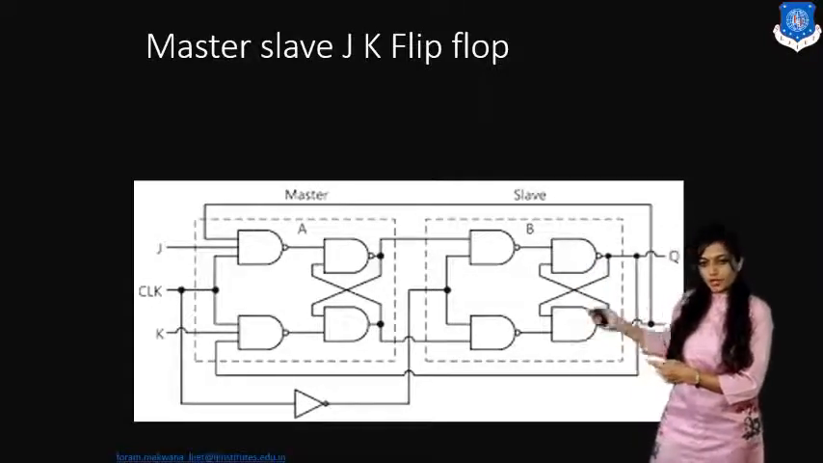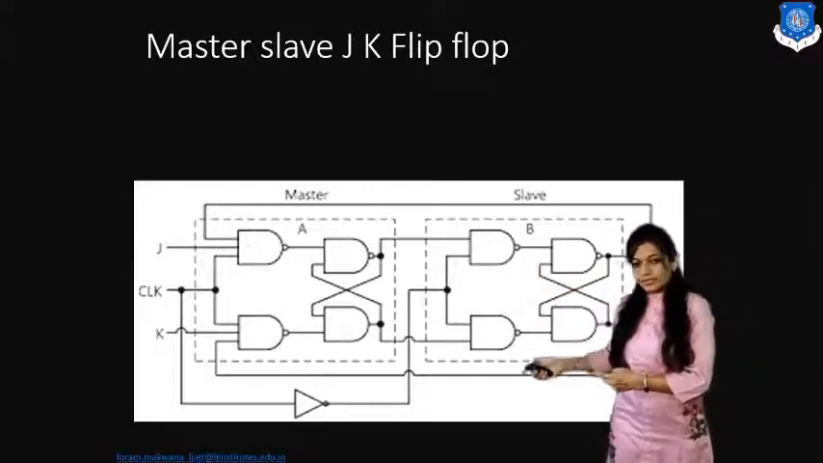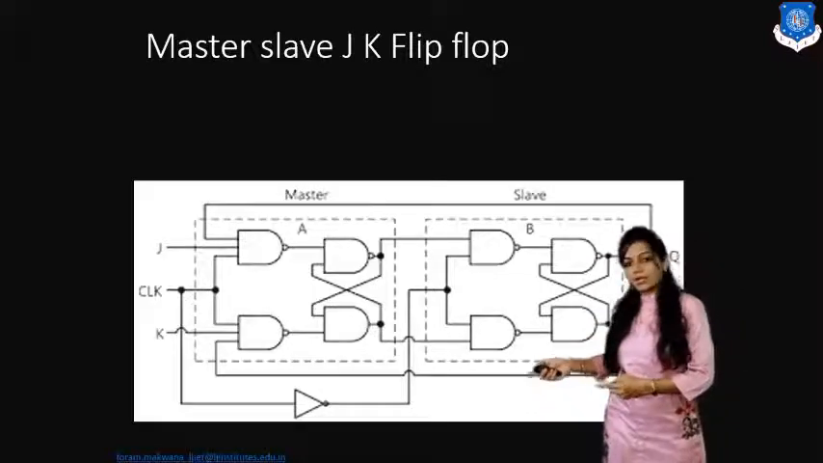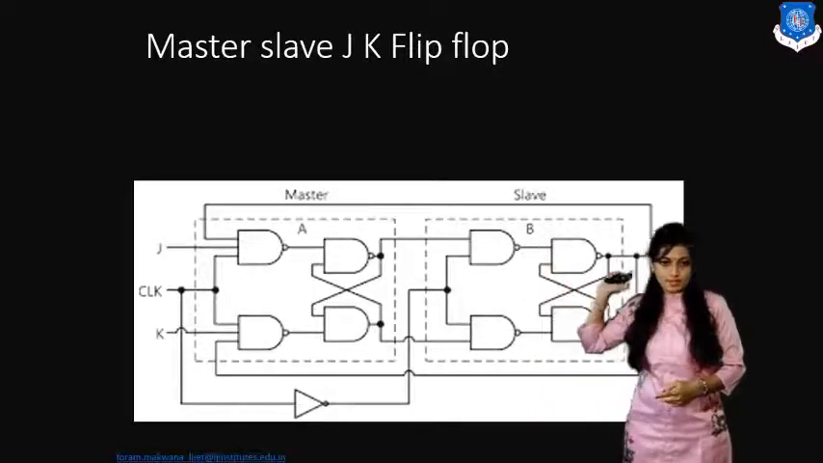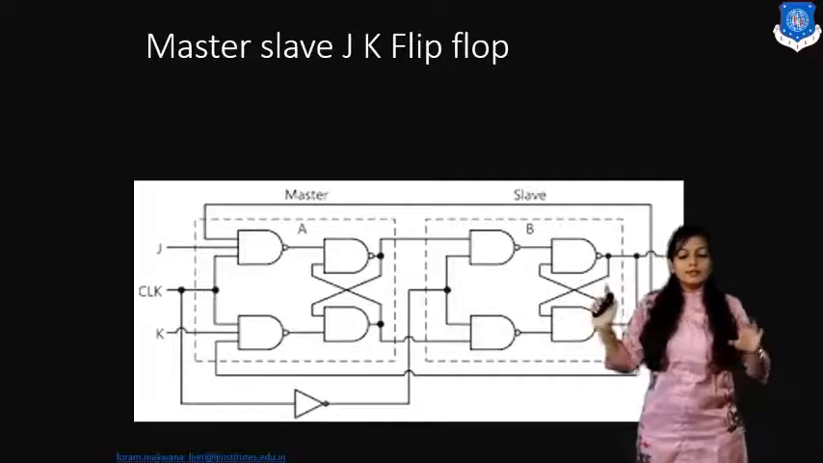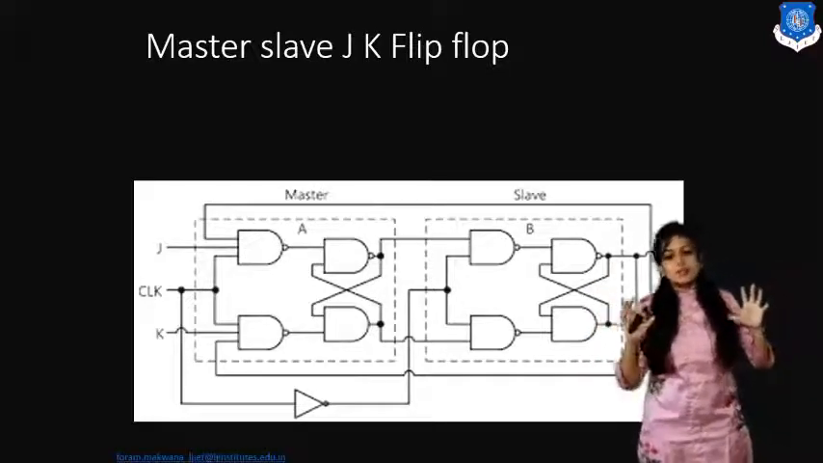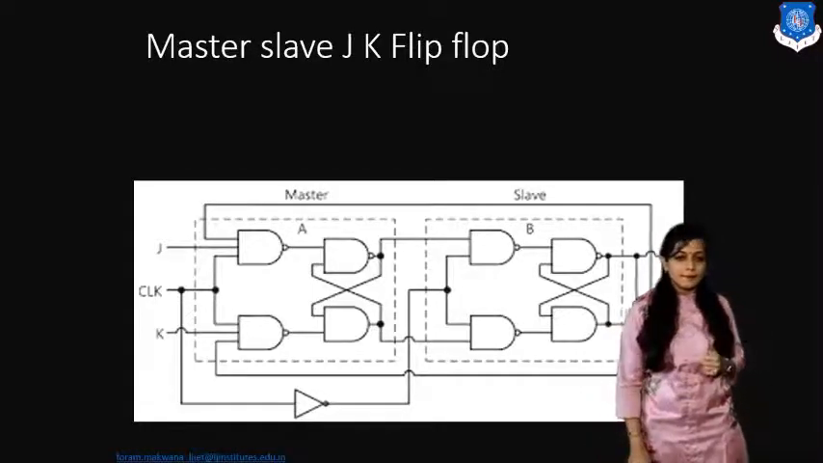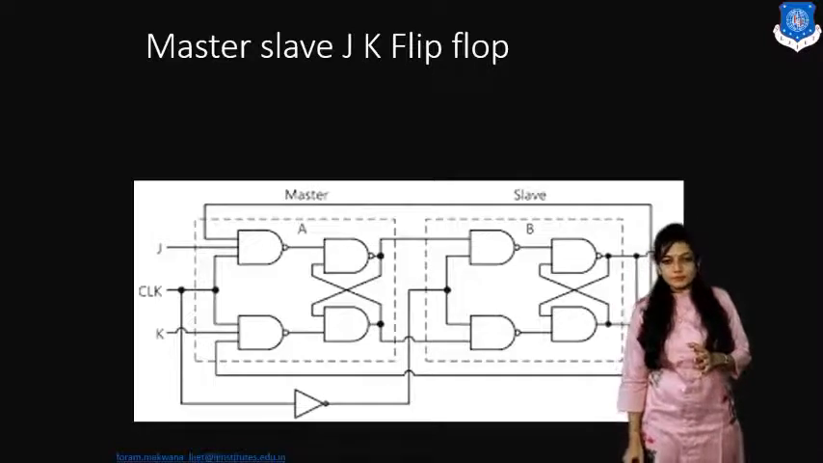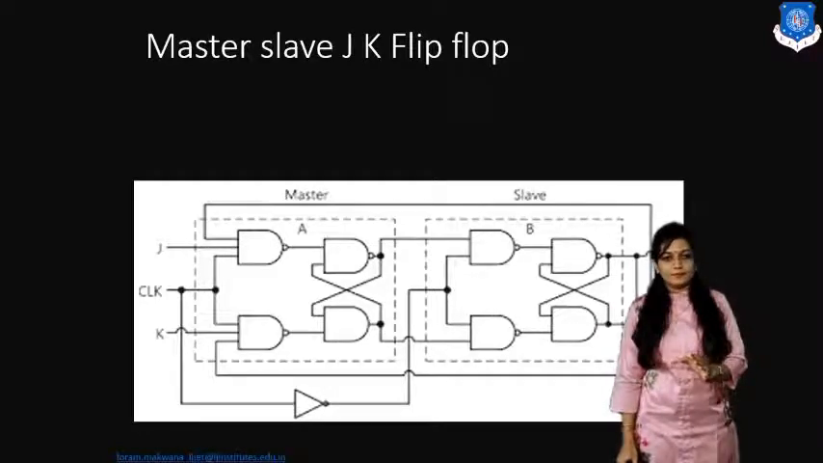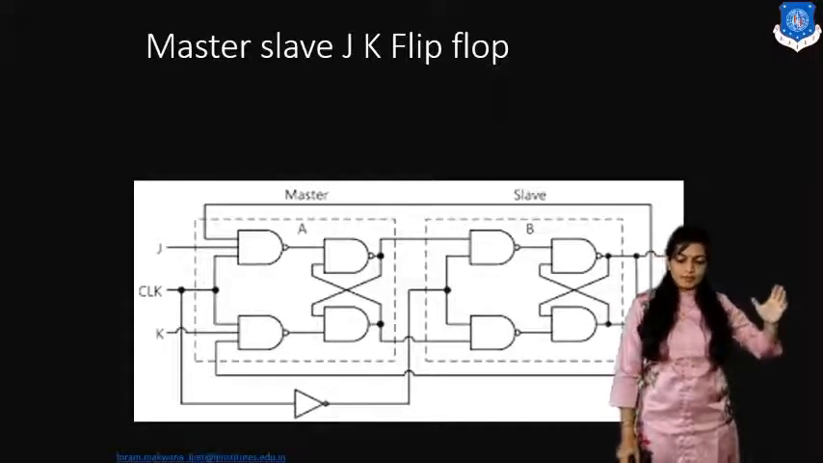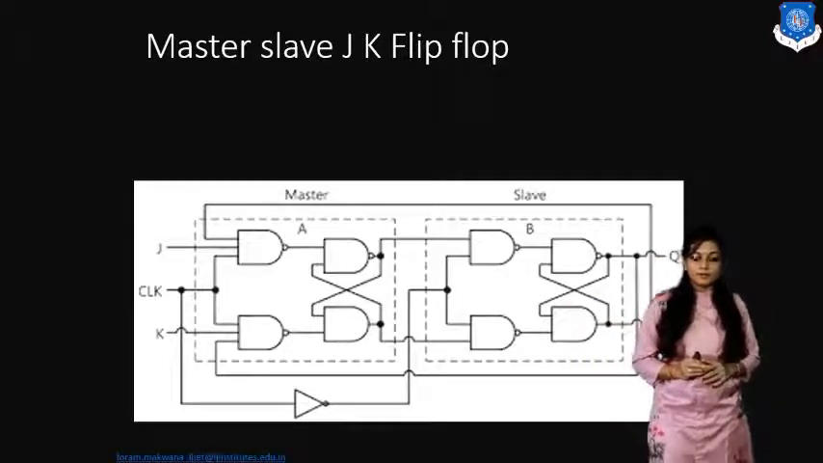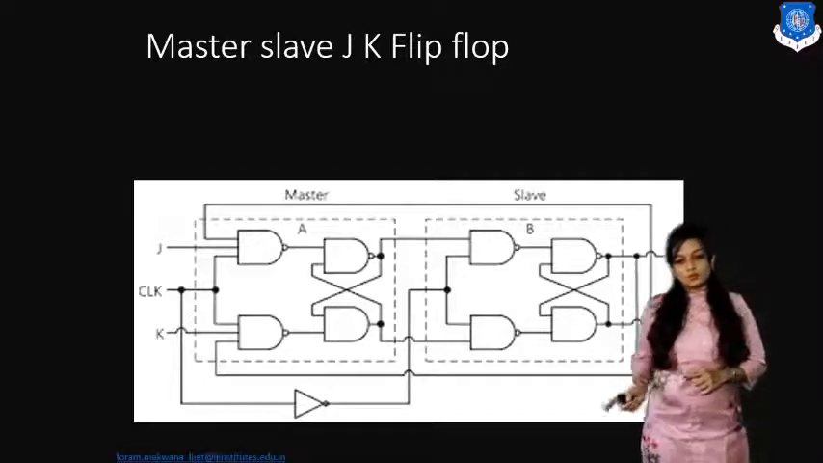This is the cross coupled connection of NAND gates with these two inputs. See over here, one is from the clock and another one is the output from the master. Okay. So between the master and slave, for the clock input, we have connected the NOT gate. What does it mean? It means at a time either my master will be activated or the slave will be activated, right? With the help of the clock.